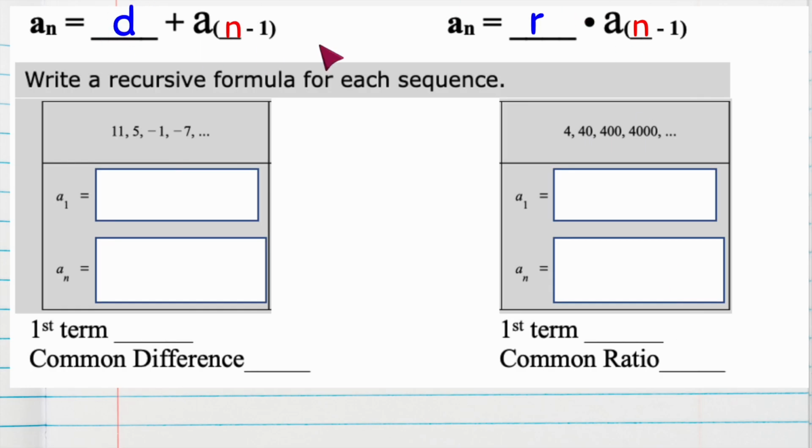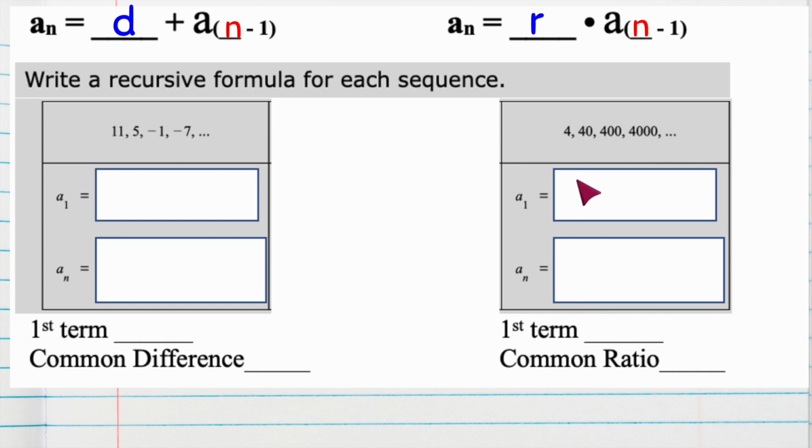So if we look at this, I just scooched it up so you can still see the formulas at the top. We're going to write a recursive formula for each sequence. For this one, for A1, they're just asking you to identify what is the first term. And then I'm going to need to know what the common difference or the common ratio is. Now in this case, I kind of pushed that a little early. This definitely looks like subtraction to me. That's going a little slower. This one definitely looks like multiplication to me.